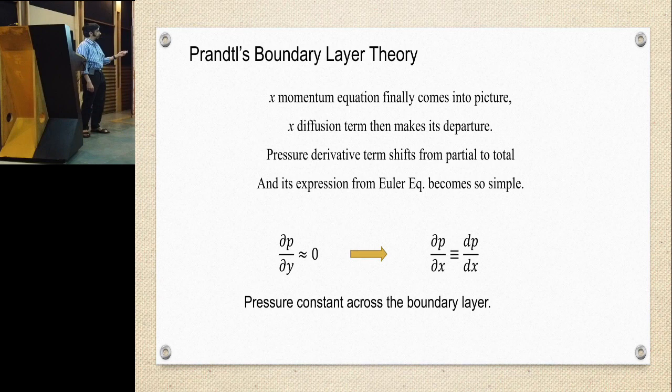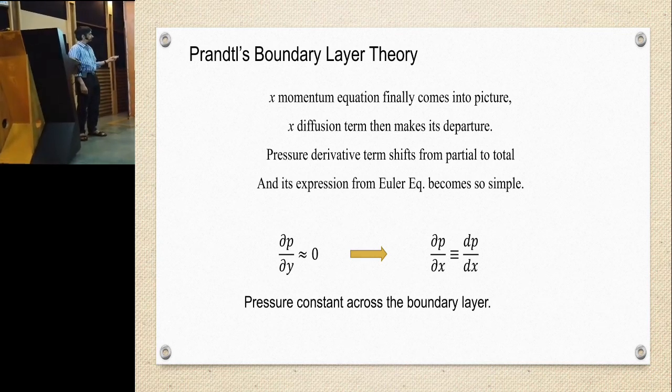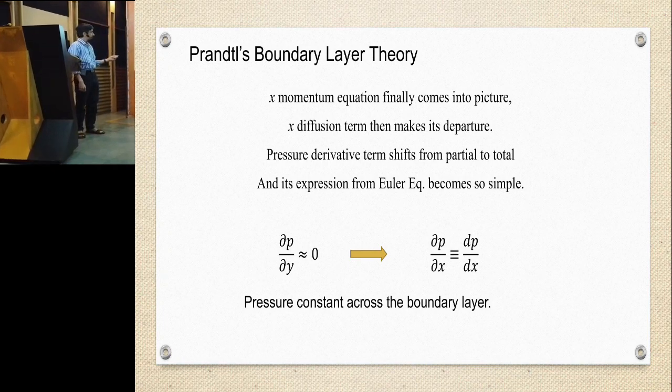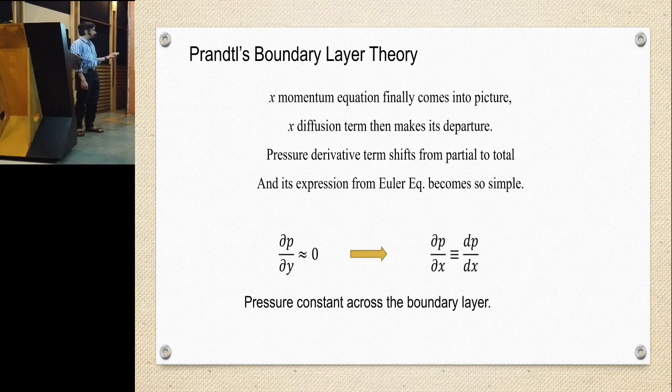We will bring the x momentum equation into the picture. So the x momentum equation finally comes into the picture. The x diffusion term then makes its departure. You will see that the pressure derivative term shifts from partial to total, and its expression from the Euler equation becomes so simple. Because pressure doesn't change in y direction, the partial derivative actually becomes a total derivative in x direction, because pressure is only a function of x now, not a function of y. So that's the first simplification that we get. So pressure is constant across the boundary layer.